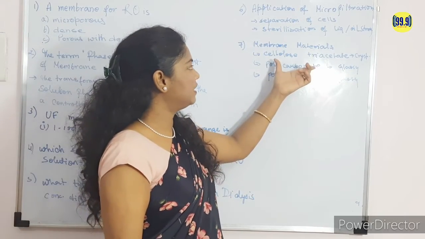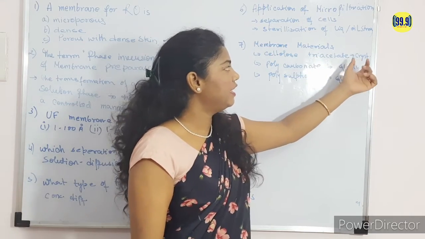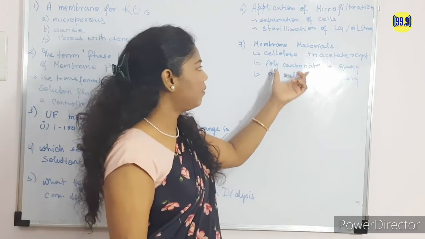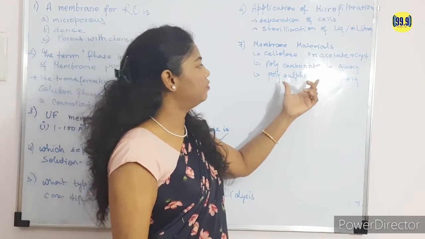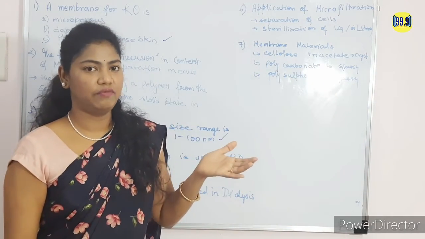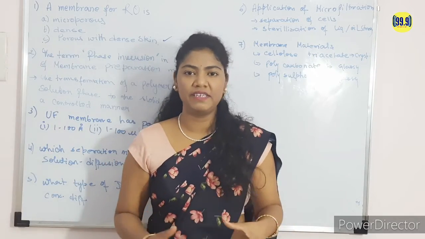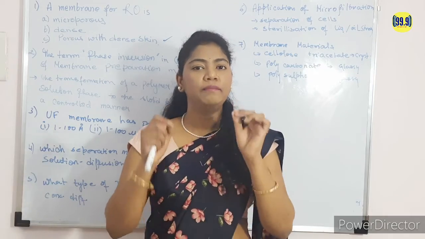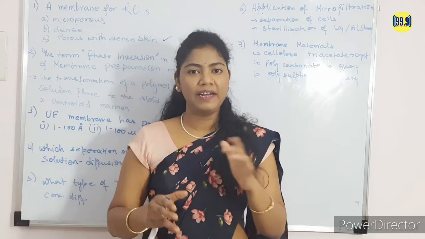So this is cellulose triacetate, its type is crystalline form. Polycarbonate is in the glassy form and polysulfone is also in the glassy form. So this type of simple MCQ and MSQ will be asked in GATE 2021 from the topic membrane separation. So you should prepare for this topic like that.